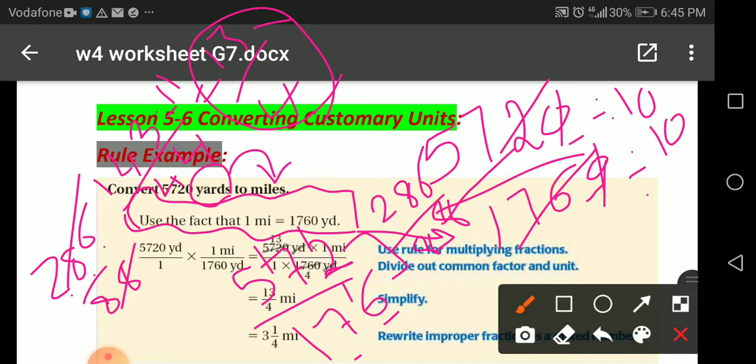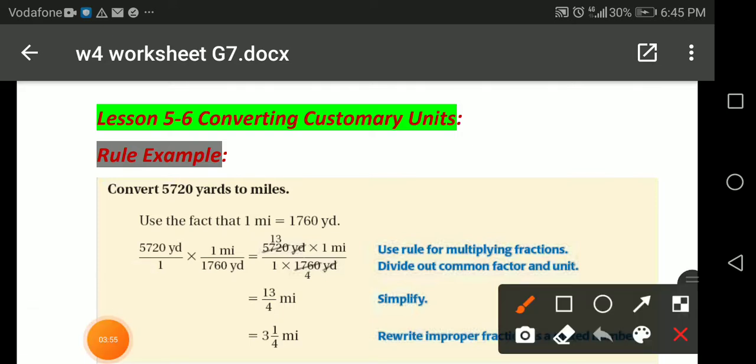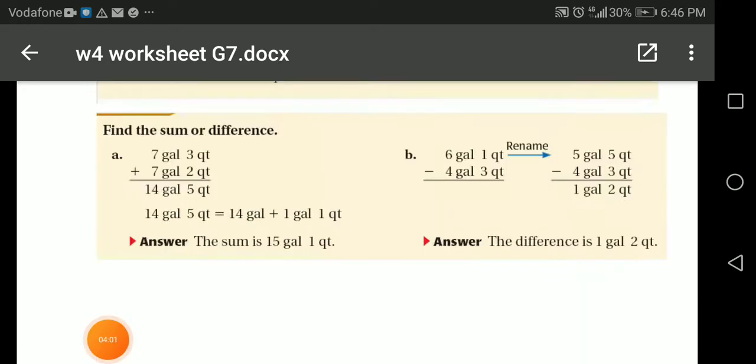Here the numerator is greater than the denominator, so convert it into a mixed number. This will be 3 and a quarter. This will be 3 and a quarter.